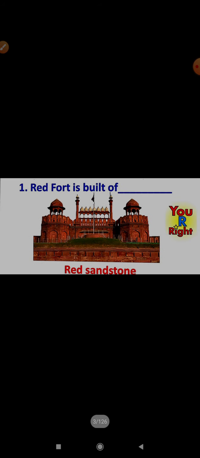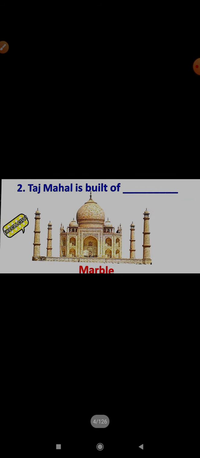So, children, first I want to ask you some questions. Tell me, the Red Fort is made up of which material? Do you know the answer? Yes, this is red sandstone. That's why it looks red, because it is made up of red sandstone. The second question: the Taj Mahal is built of? Marble, that is the correct answer.